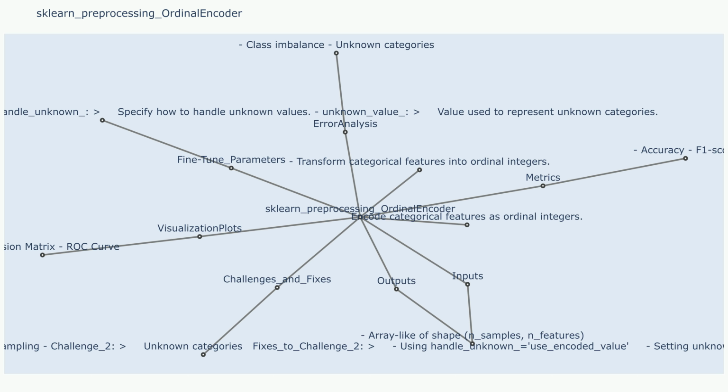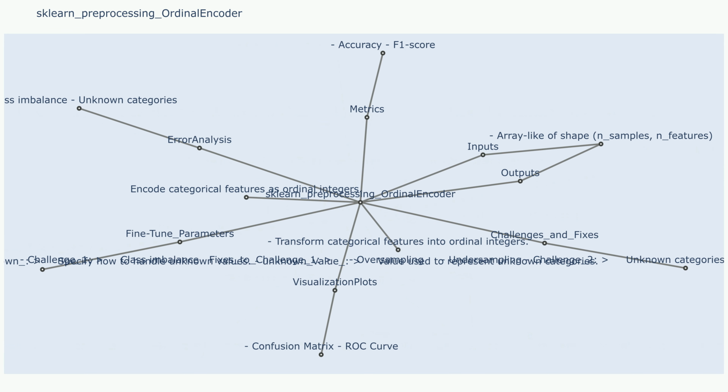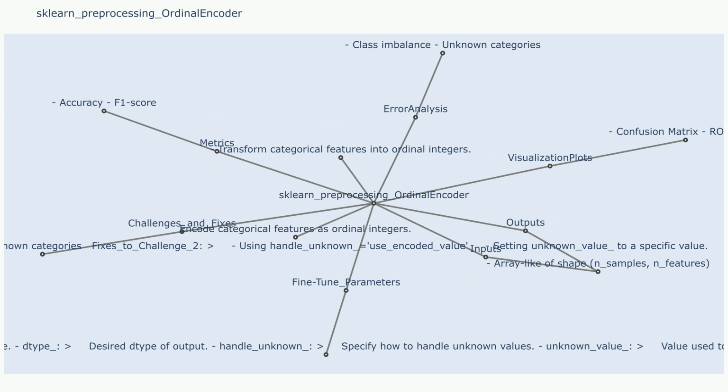sklearn.preprocessing.OrdinalEncoder. Description: the ordinal encoder transforms categorical features into numerical features by assigning a unique integer to each category. It is a simple and commonly used preprocessing step for machine learning models that require numerical inputs. Inputs: X, a 2D array-like object, where each row represents a data sample and each column represents a feature.